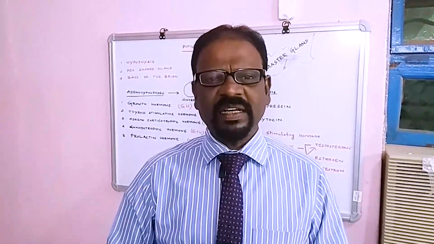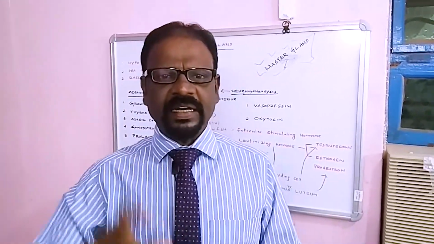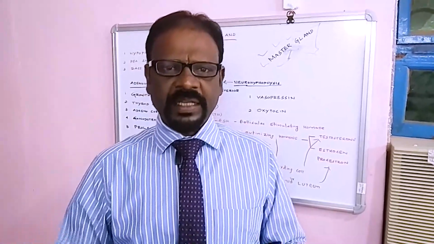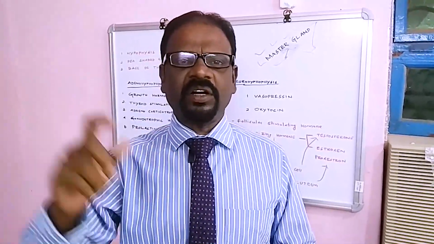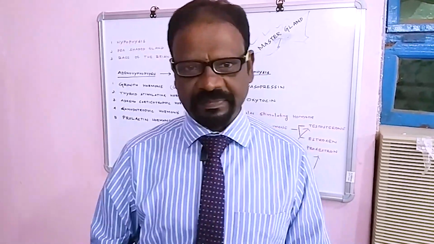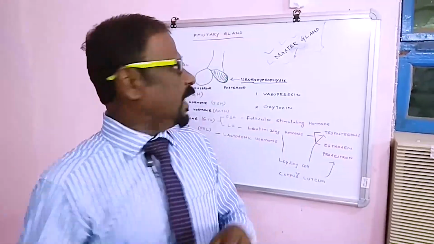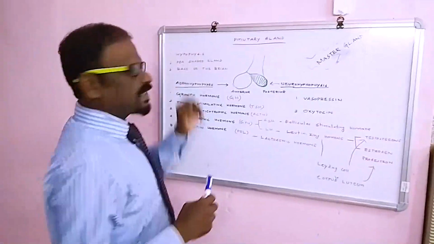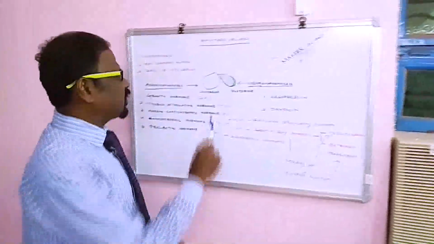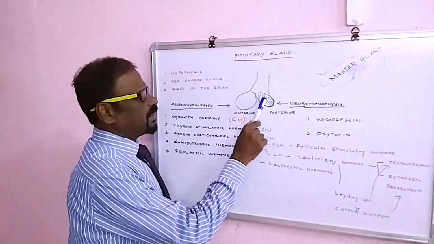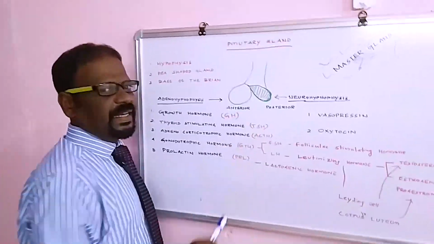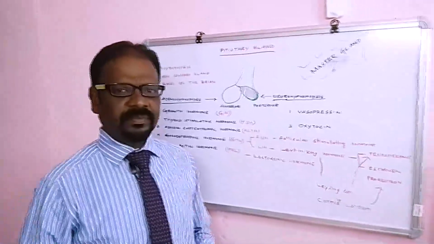As you know very well, the location and the structure of the pituitary gland. The pituitary gland is otherwise called the hypophysis. It is located at the base of the brain, attached with the hypothalamus, in the back of the brain. And we can see that it is a P-shaped gland.